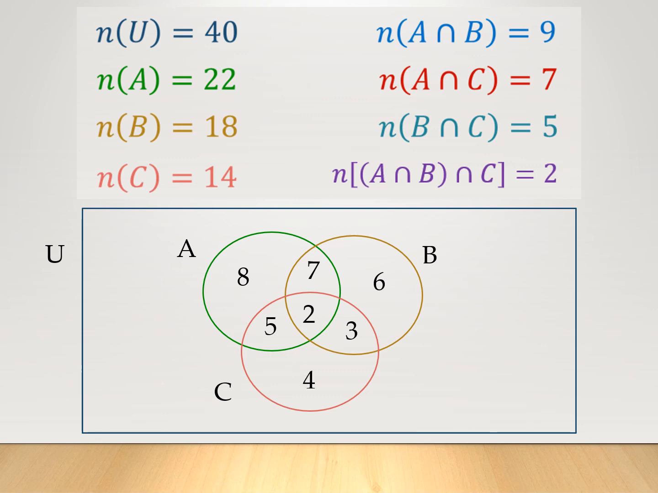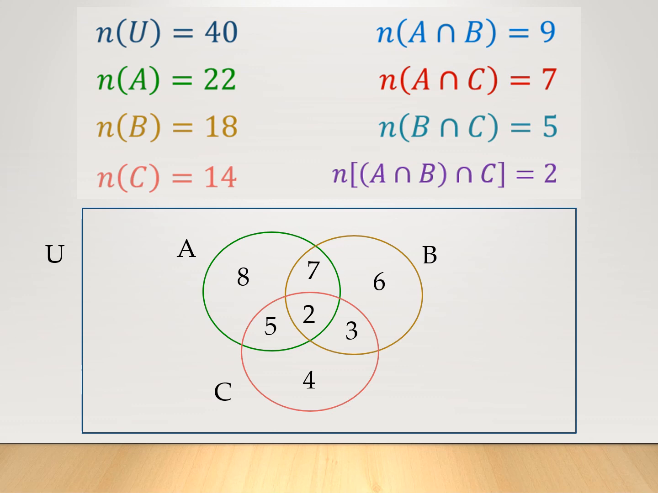Okay, to check whether our answer is correct, you add. So 5 plus 2, 7 plus 3, 10 plus 4 is equal to 14. So set C is really equal to 14. And for the remaining elements, the total number is 40.